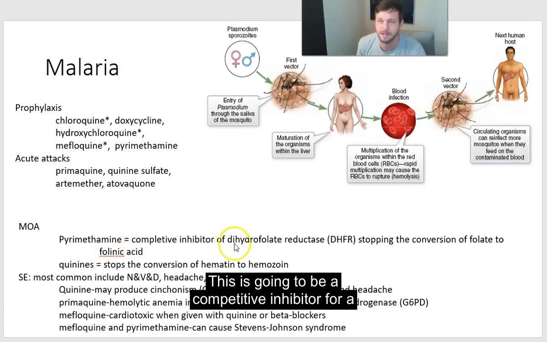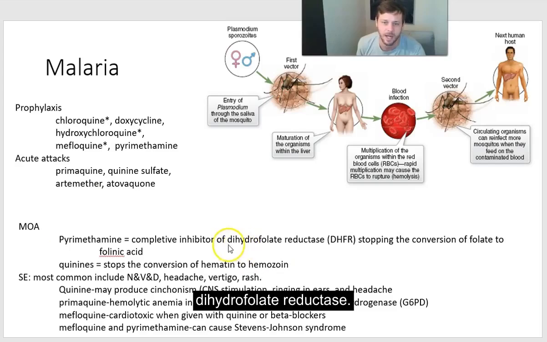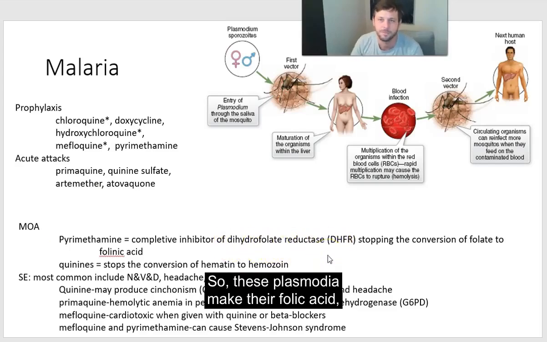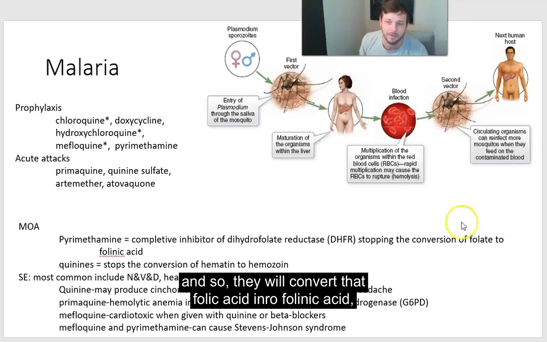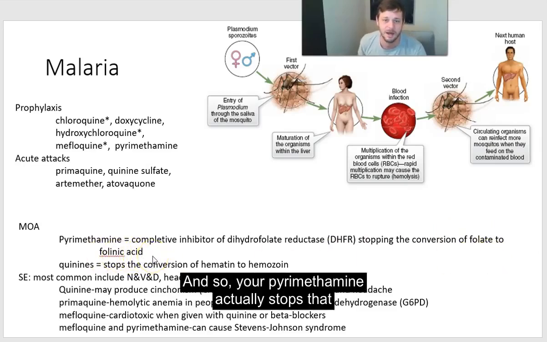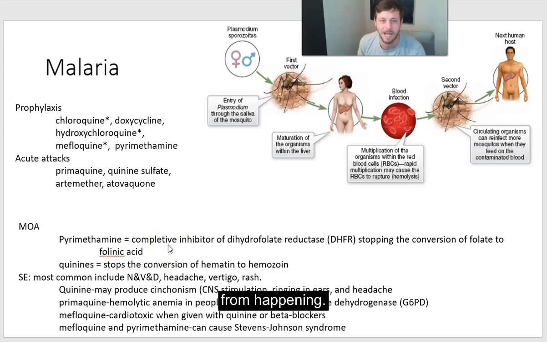The first one we'll talk about is your pyrimethamine. This is going to be a competitive inhibitor for dihydrofolate reductase. So these plasmodium make their folic acid versus us, where we get ours through our diet. And so they will convert that folic acid into folinic acid to use it. And so your pyrimethamine actually stops that from happening.